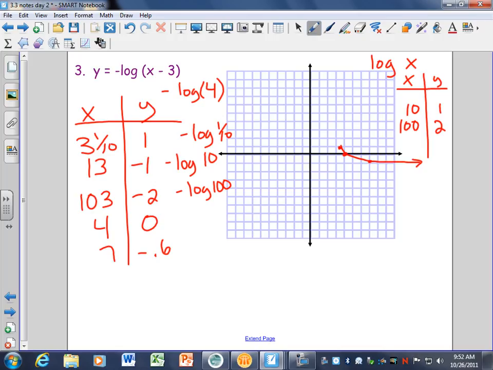How do I know where my vertical asymptote is? You just set this equal to 0, and whatever you get, that's what your asymptote's going to be. When it's just x, it's 0, because you can't take a log of 0. In this case, my asymptote would be 3, which means my graph is never going to cross 3. So what does that make your domain change to? 3, 2, 1, 3.